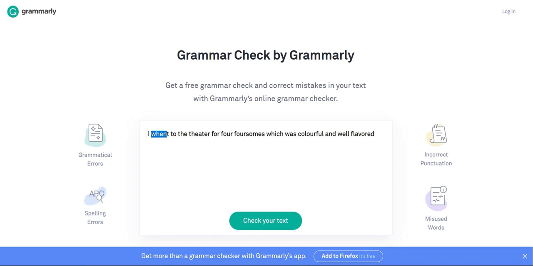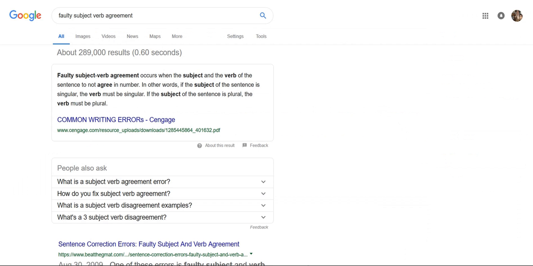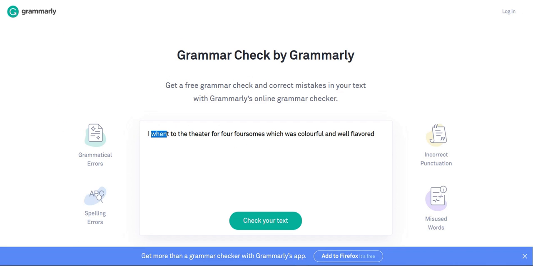Yeah? And I don't see how a foursome is a verb. And I went is the verb. So if that's a faulty verbal matter, yeah, I went, you went, he went, they went. There's the same ending for both plural and singular. There's nothing faulty about that. So a faulty subject-verb agreement. I went to the theatre for 4 foursomes. Yeah? So 4 orgies with 4 people per orgy.